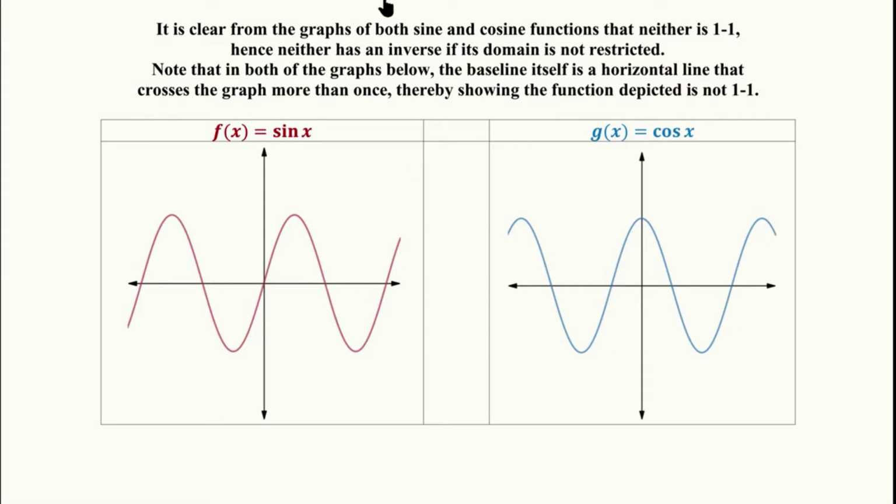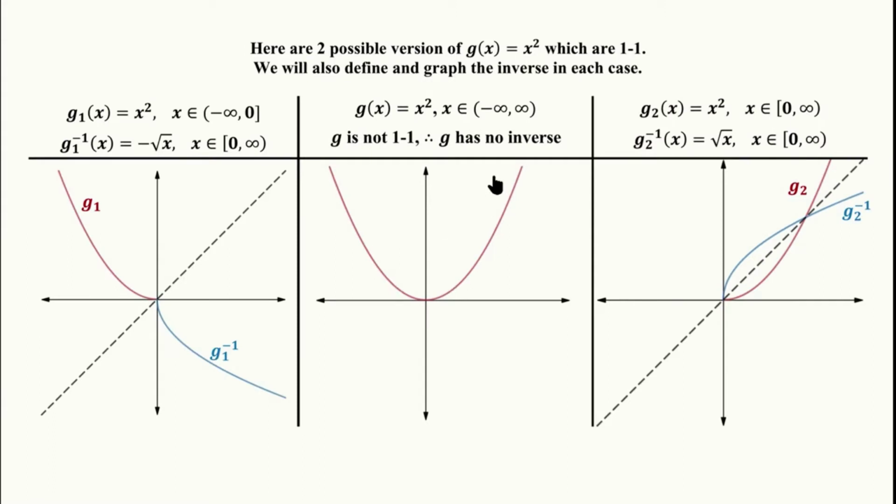Notice that if you go back to the previous screen, poor x squared was disqualified from being 1-to-1 because it had horizontal lines that crossed it only twice. But that is bad enough to disqualify it from being 1-to-1.